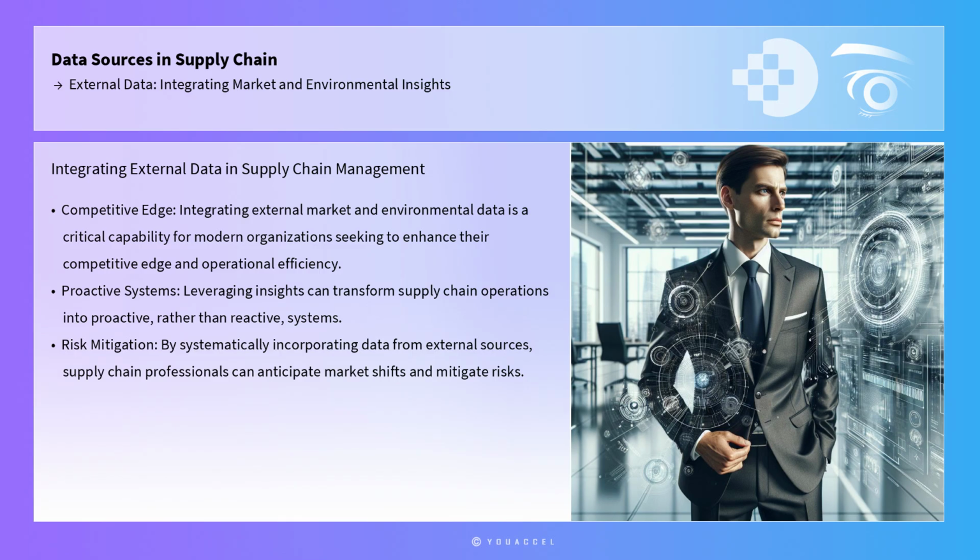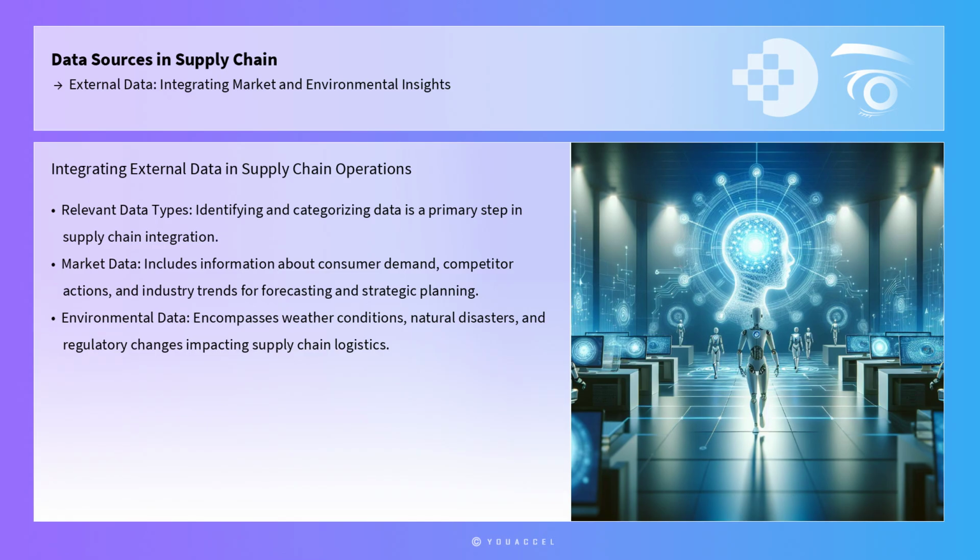By systematically incorporating data from external sources, supply chain professionals can anticipate market shifts, mitigate risks, and capitalize on emerging opportunities. One of the primary steps in integrating external data is identifying and categorizing the types of data that are most relevant to supply chain operations. Market data, which includes information about consumer demand, competitor actions, and overall industry trends, is invaluable for forecasting and strategic planning. Environmental data, on the other hand, encompasses factors like weather conditions, natural disasters, and regulatory changes, all of which can significantly impact supply chain logistics.